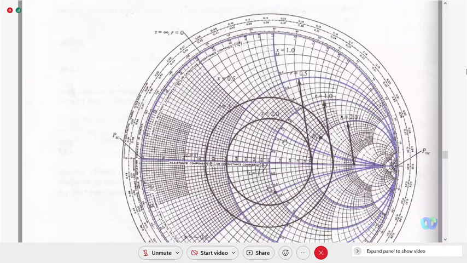And one more type of circle you are seeing, that is the constant standing wave circle, because the standing wave ratio and reflection coefficient are related. So S is equal to 1 plus mod of gamma divided by 1 minus mod of gamma. So this is a standing wave ratio circle.